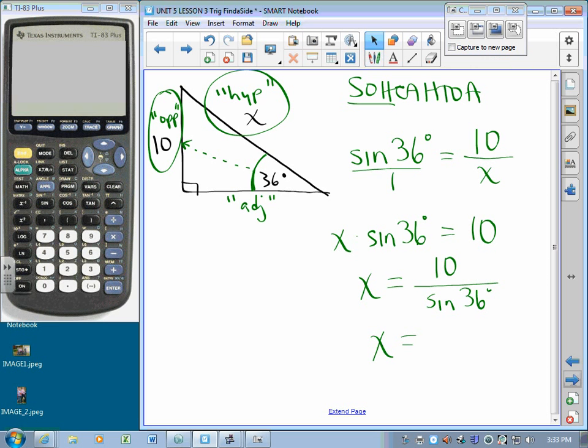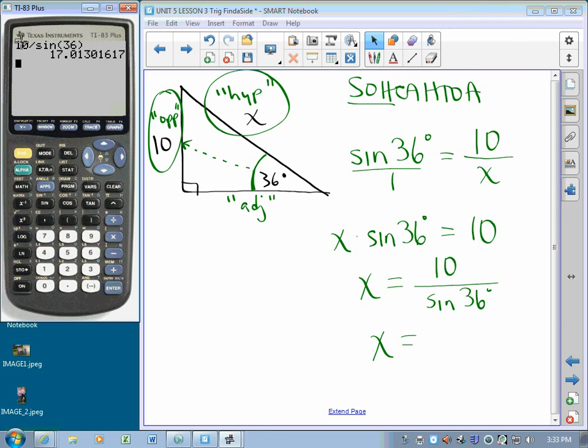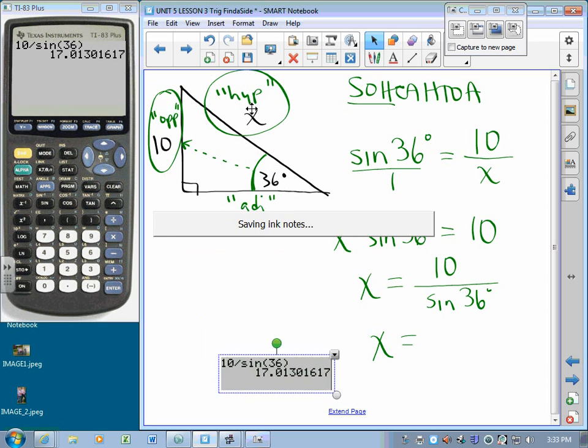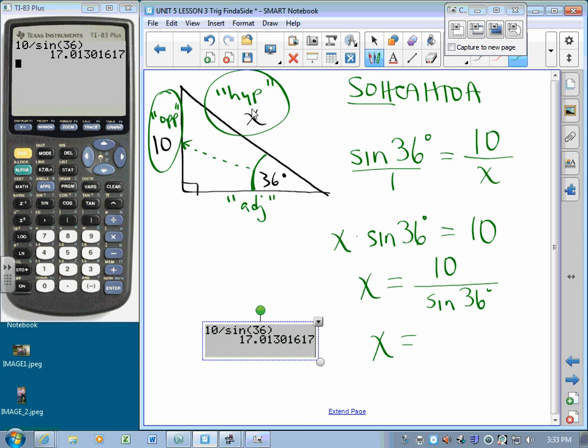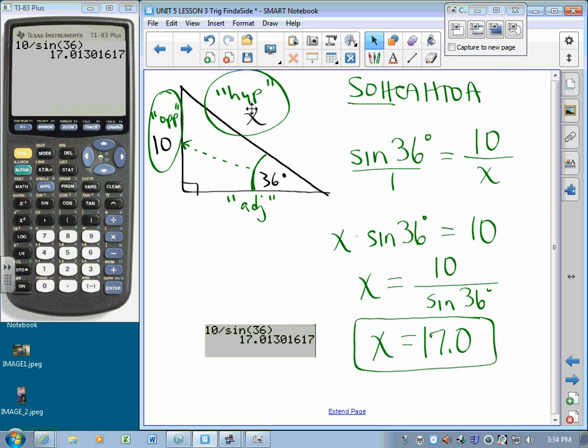So take a moment to plug that into your machine. And lo and behold, let's pretend that we were asked to find that to the nearest tenth. To the nearest tenth, you still have to write the 0. To the nearest tenth, that's 17.0. You have to write the tenths place down.